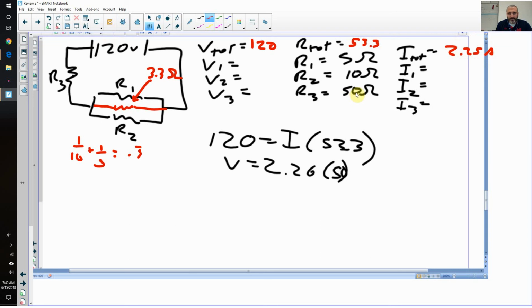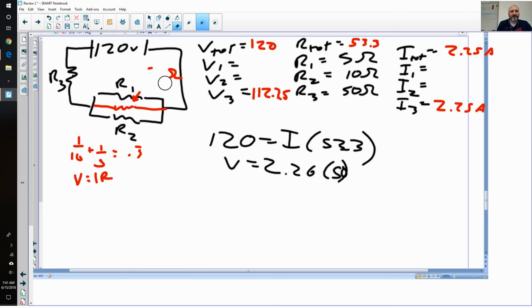There's 50 ohms of resistance. V equals IR. I would like to know what the voltage is at R3, but I can figure it out because I know that all 2.25 amps are going through this resistor. So V equals IR, this times this will equal this. 50 times 2.25 equals 112.25. And if I started with 120 and I lost 112.25, what's left to lose in V1 and V2?